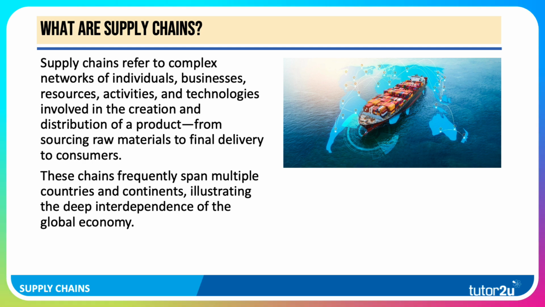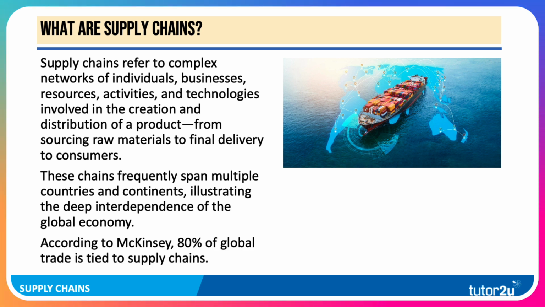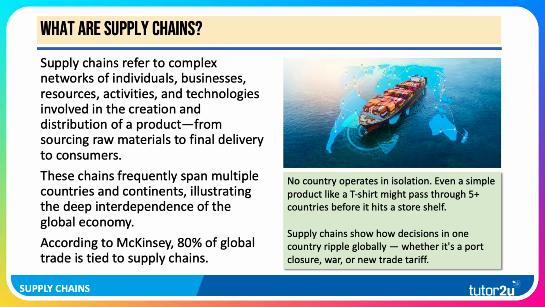Now, these supply chains frequently span multiple countries and continents, illustrating, and this is really important, the deep interdependence of a globalised economy. According to McKinsey, 80% of global trade, particularly in goods, is tied to international supply chains. So when we think about supply chains, it's a reminder that no country operates in isolation. Even a simple product, the travels of a t-shirt in the world economy, might pass through 5, probably even more countries before it hits the store shelf for you to buy.